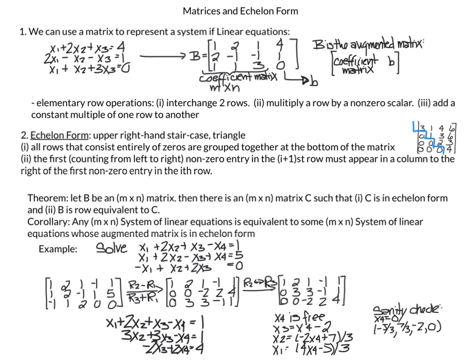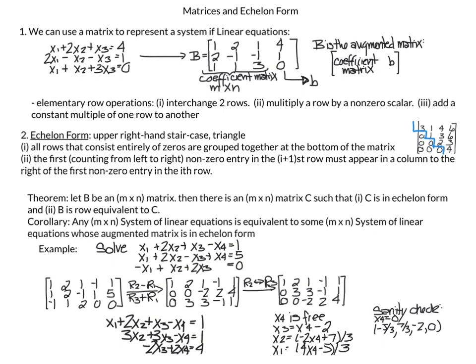Then we can find another, and it's augmented, so we have this extra column here. Then there is an M by N matrix C, and that's this matrix here, C, with the same number of rows and columns, and then our augmented matrix, such that one, C is an echelon form, so we talked about this being an echelon form, here's the staircase, and two, B is row equivalent to C, and these are row equivalent.